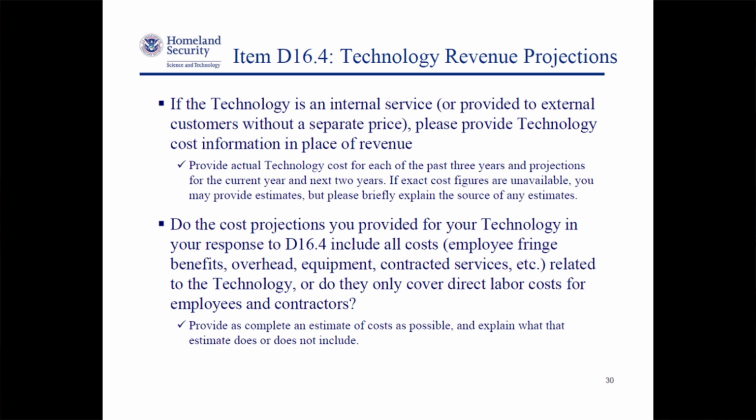In this case, cost projections exclusive to the technology should be reported in place of the revenue. The cost data should be for each of the next 3 years and include total costs of providing the technology. The cost figures should include all of the following: fully burdened labor costs for all employees and contractors involved in providing the technology, including any benefits; overhead, equipment costs, costs of contracted services. Please provide as complete an estimate for each of the next 3 years as possible, and provide an explanation for what the estimate does or does not include.